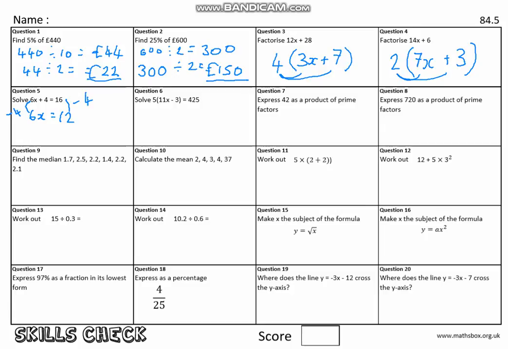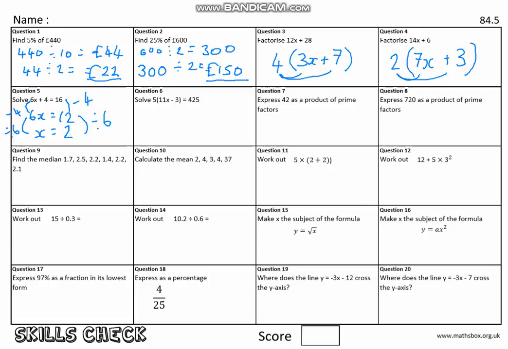So now I know that 6x equals 12, well, I only want 1x, so I'm going to have to divide 6x by 6 to get my 1x, and I'm going to have to do the same to the other side. So 12 divided by 6 equals 2. Okay, so that means I know that x equals 2.